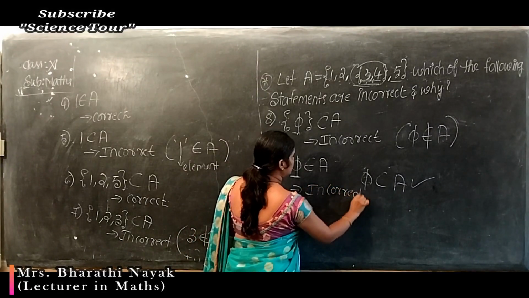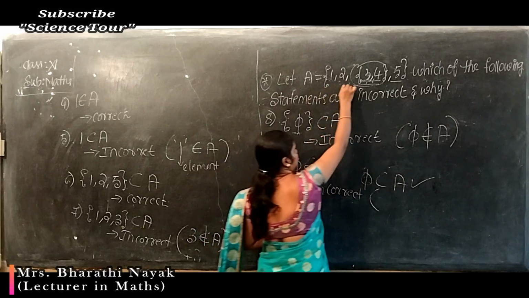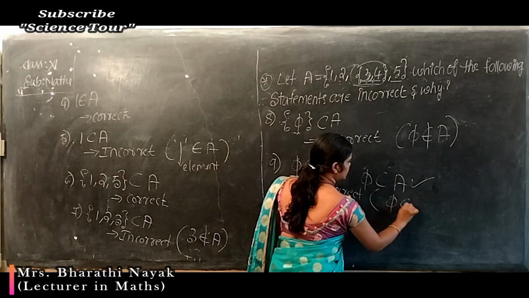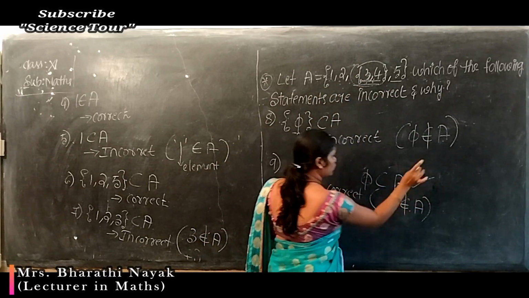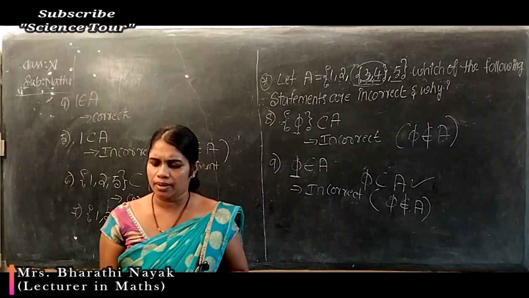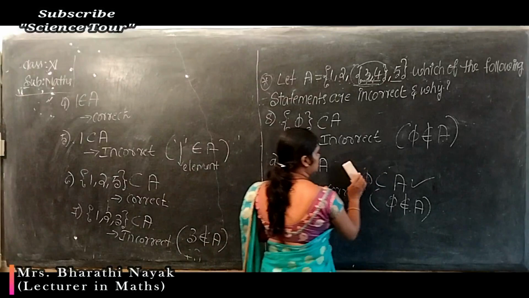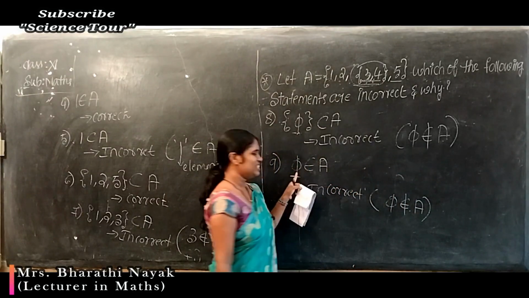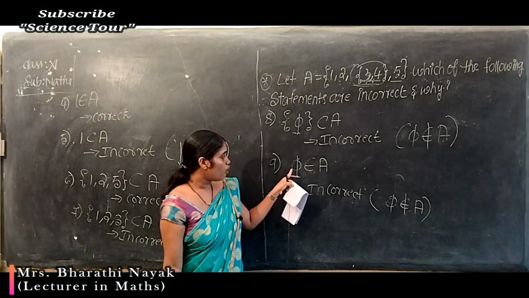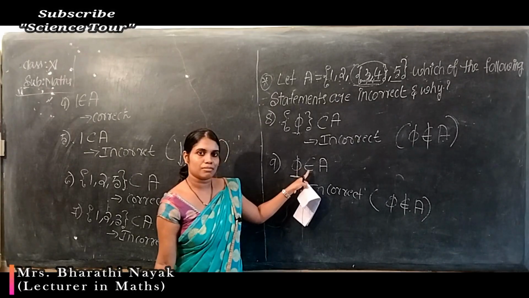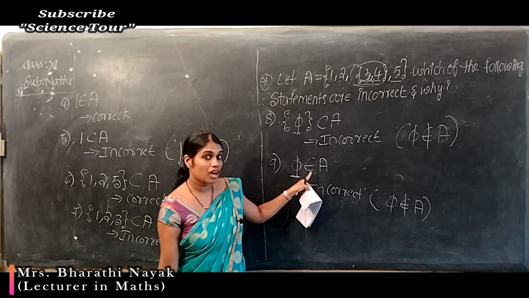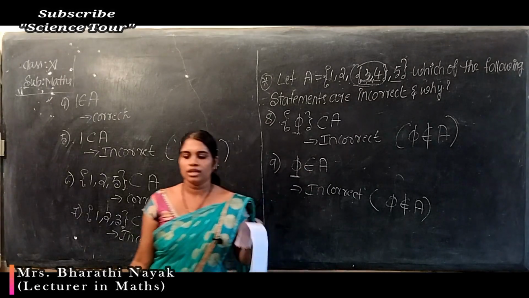Why is it incorrect? Because do you have here the empty set? No, because the empty set does not belong to A. Empty set is not given. So if it is a set, we cannot use this symbol. Empty set means this is one of the sets, isn't it? For this set we cannot use the belongs to symbol. We have to use a subset symbol.